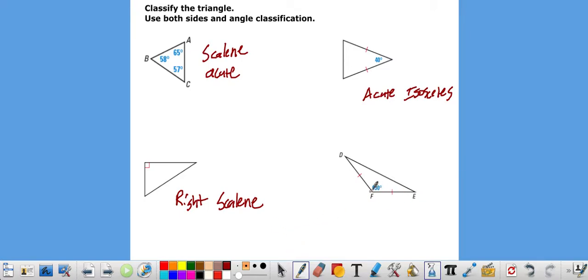And this one here, we have 1 obtuse angle. We have 2 sides that are the same. So we have an obtuse isosceles triangle. And once again, that's just using our vocab from the previous 2 slides, classifying it by angles and sides.